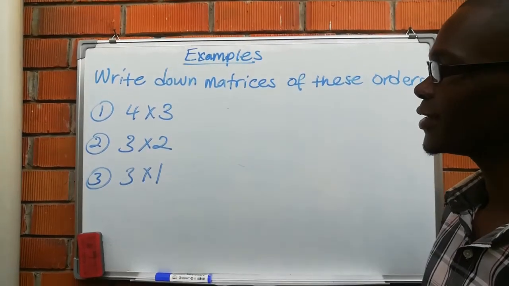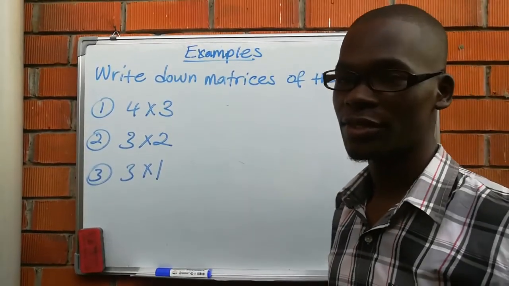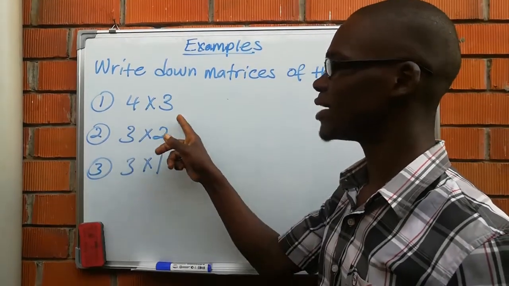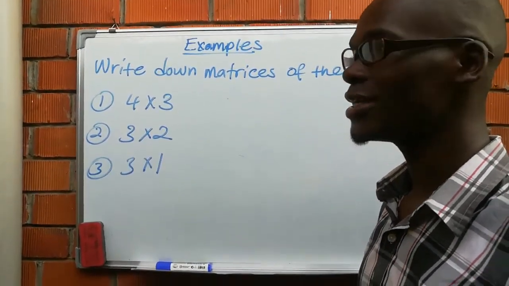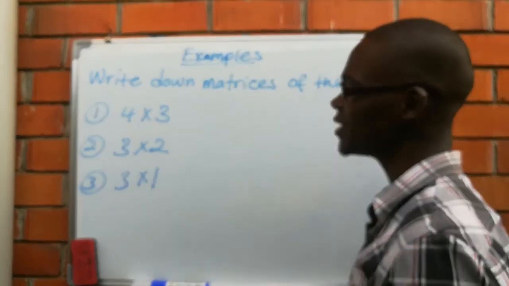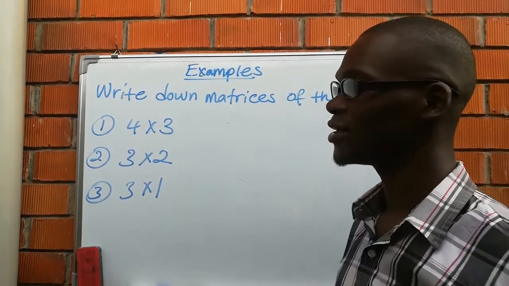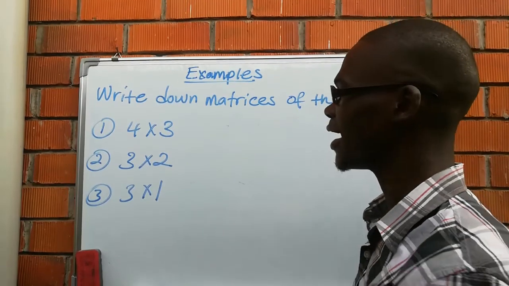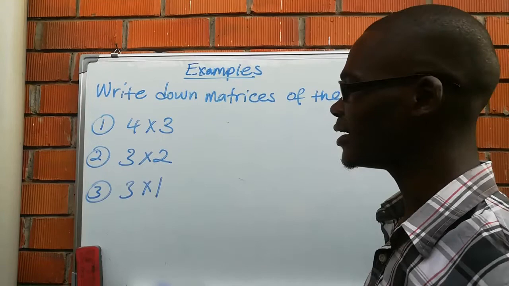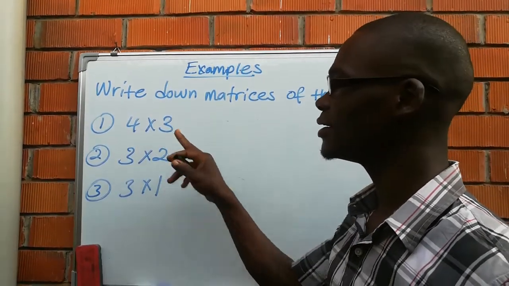Now we have an example that says, write down matrices of these orders. Our number 1 is 4 by 3. So we are required to write a 4 by 3 matrix. Remember, the first figure gives us the number of rows, and the second will give us the number of columns, meaning that in our matrix we shall have 4 rows and 3 columns.